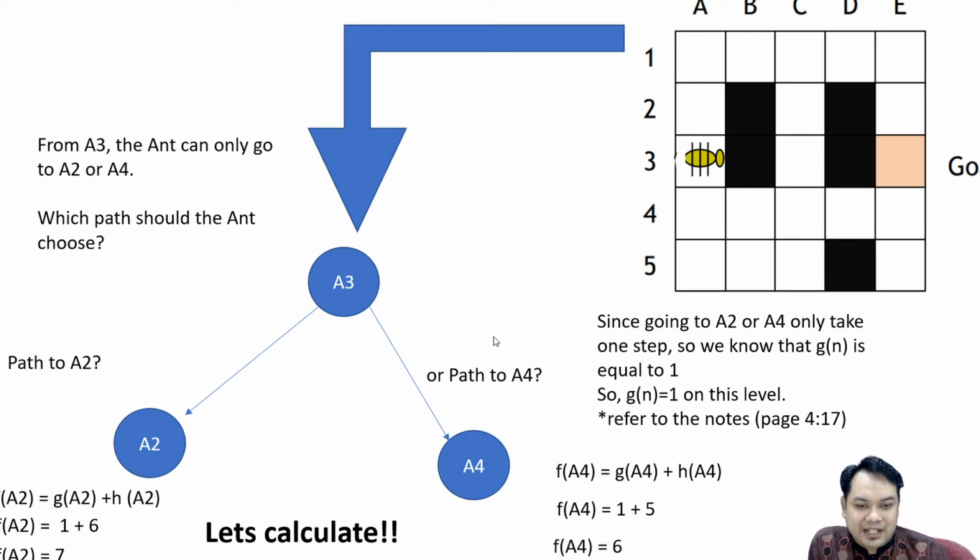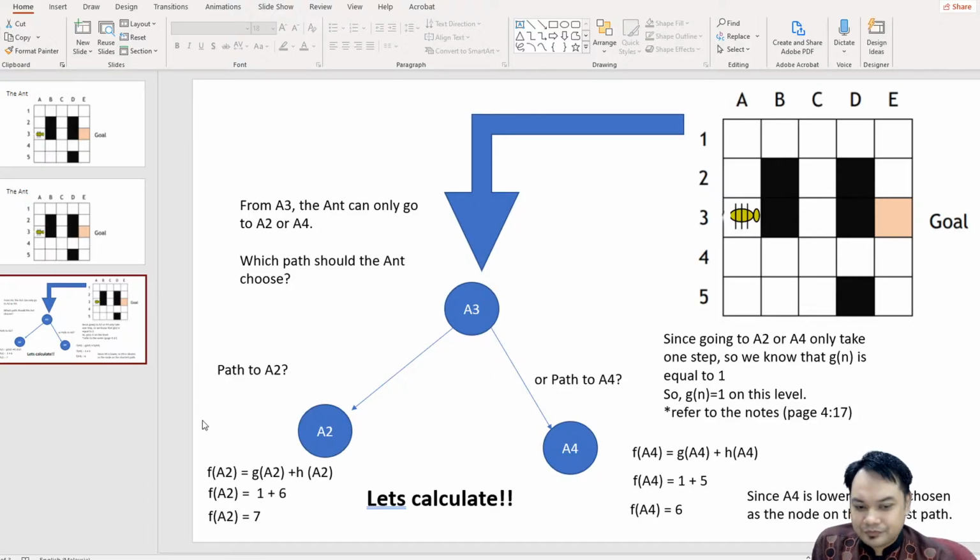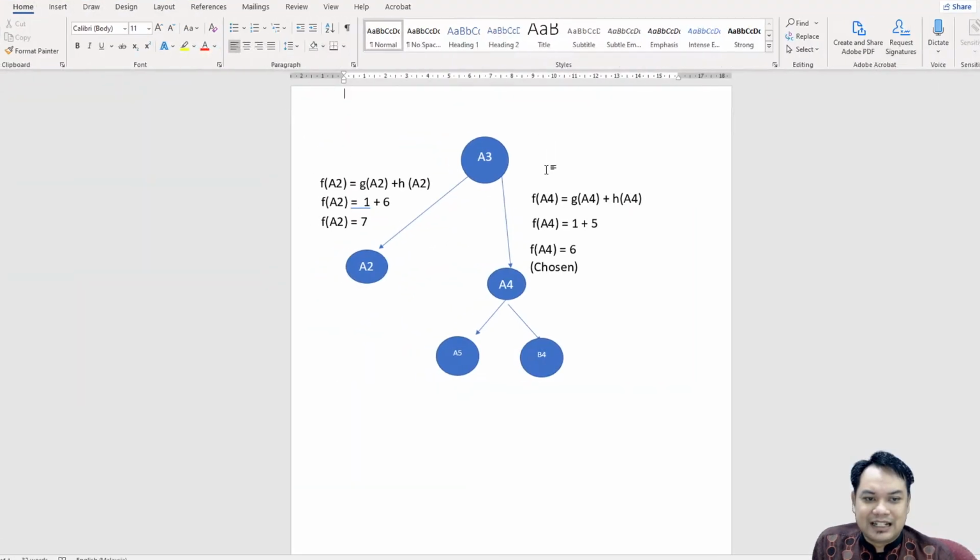So which of the paths will the N eventually choose? So the computer will determine that A4 is shorter. So it will choose A4 as the node on the shortest path. So N ni akan pergi pada A4 lah. Right? Sebab tu, bila dia dalam node, dia akan pilih A4.